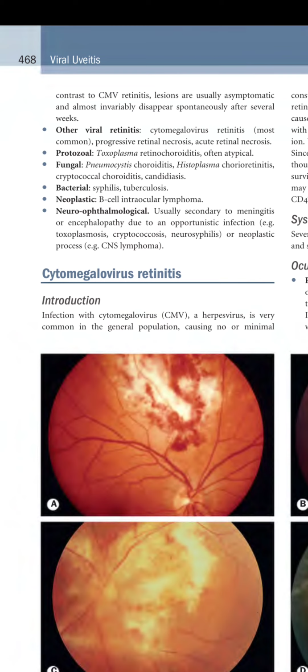Most common are progressive retinal necrosis and acute retinal necrosis. Protozoal: toxoplasma retinochoroiditis, often atypical. Fungal include pneumocystis choroiditis, histoplasma chorioretinitis, cryptococcal choroiditis, and candidiasis. Bacterial include syphilis and tuberculosis. Neoplastic contain the B cell intraocular lymphoma. Neuro-ophthalmological, usually secondary to meningitis or encephalopathy due to an opportunistic infection, for example, toxoplasmosis, cryptococcus, and neurosyphilis, or a neoplastic process, for example, CNS lymphoma. So these are all the conditions that occur in a case of HIV.